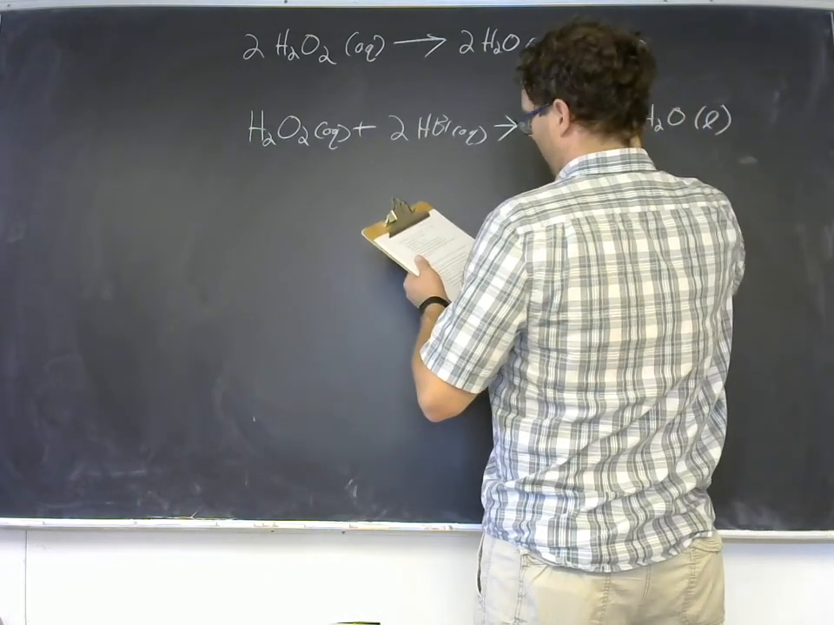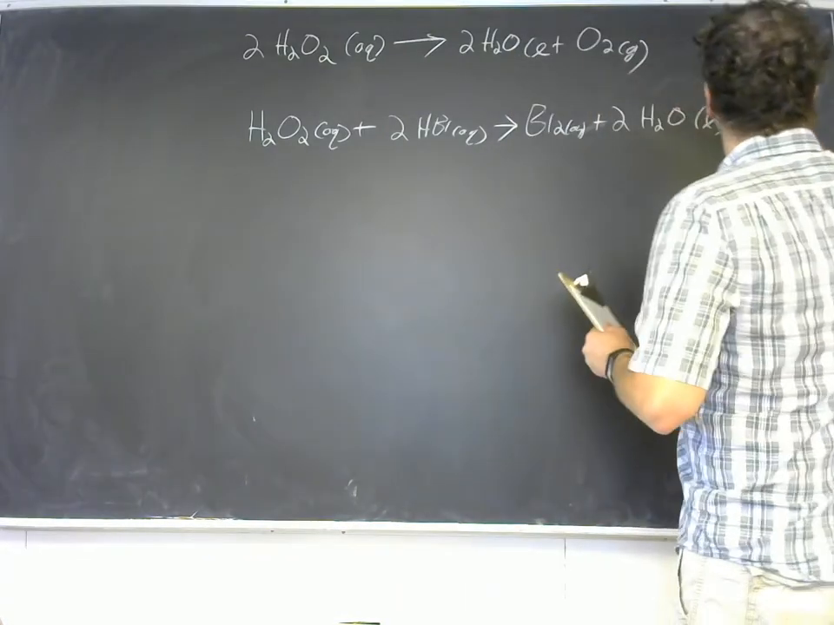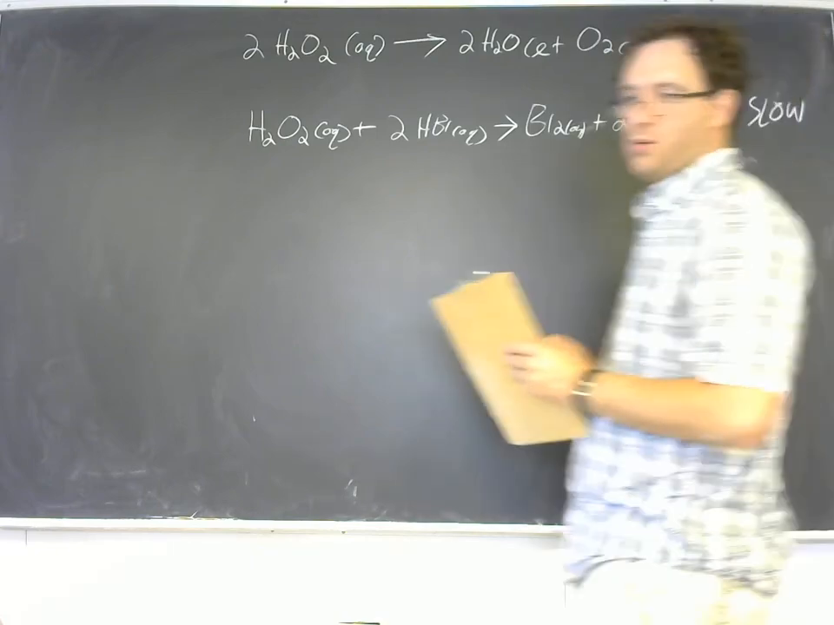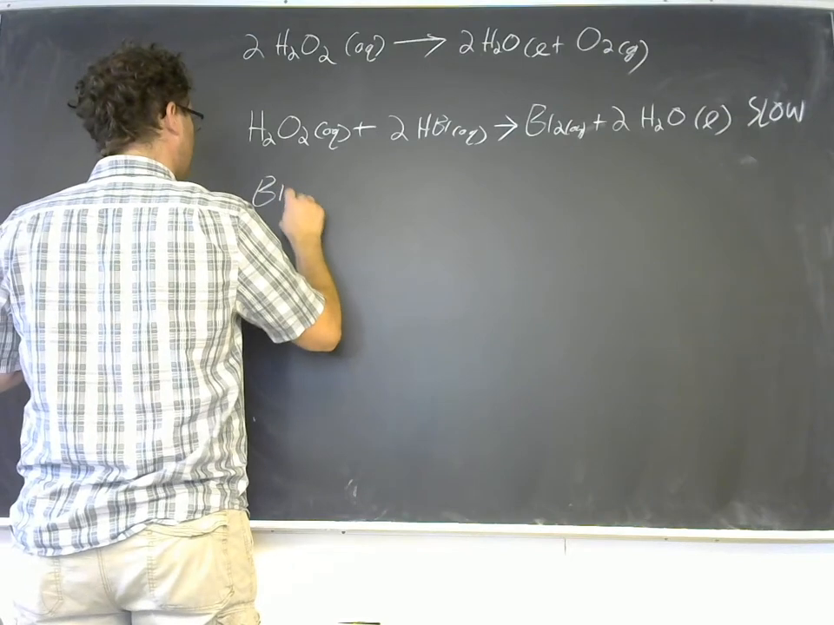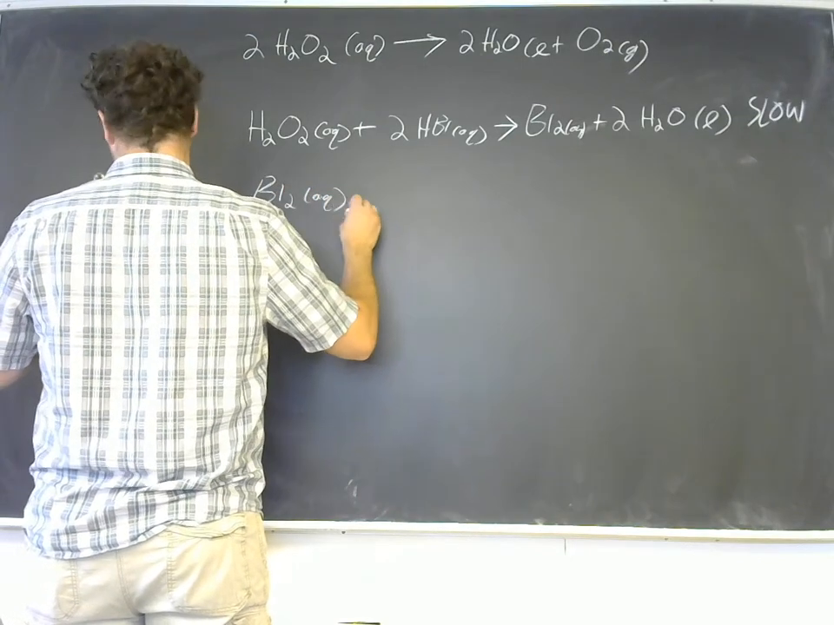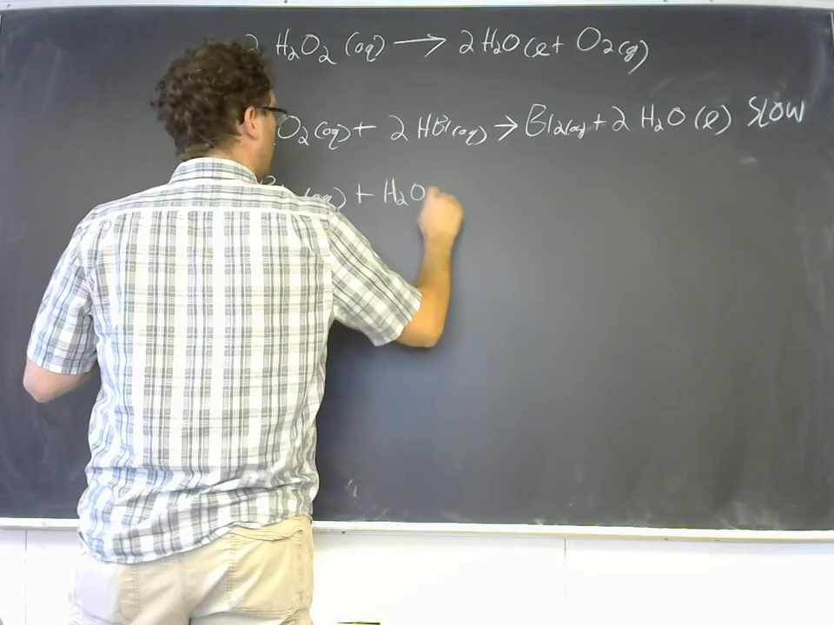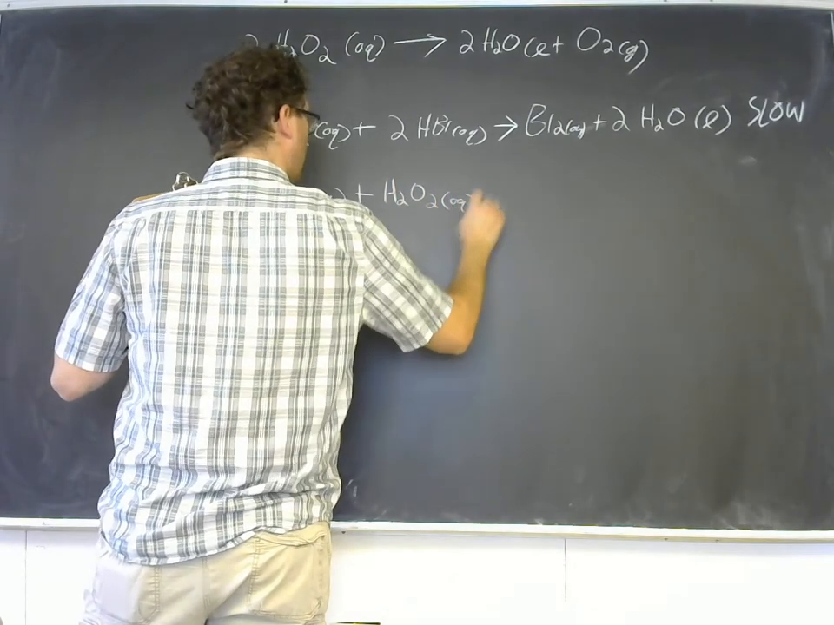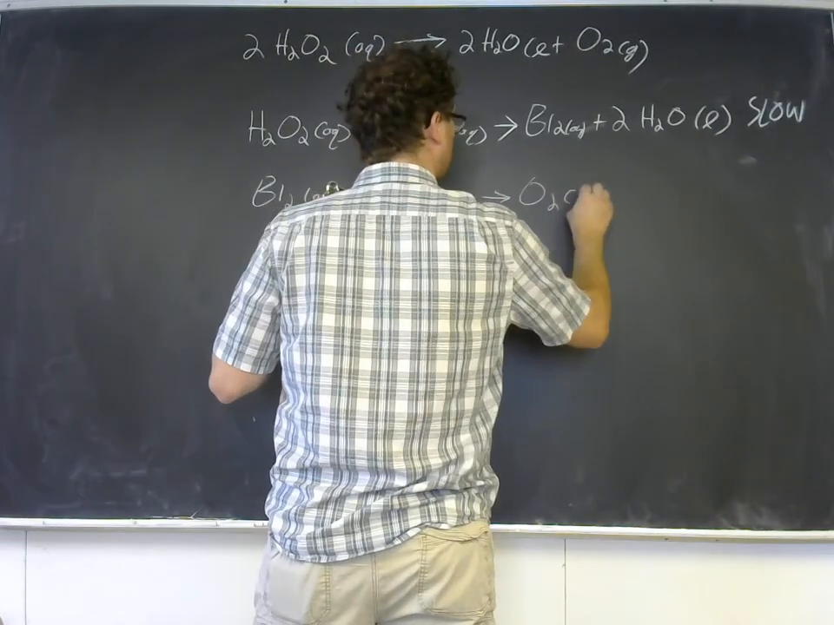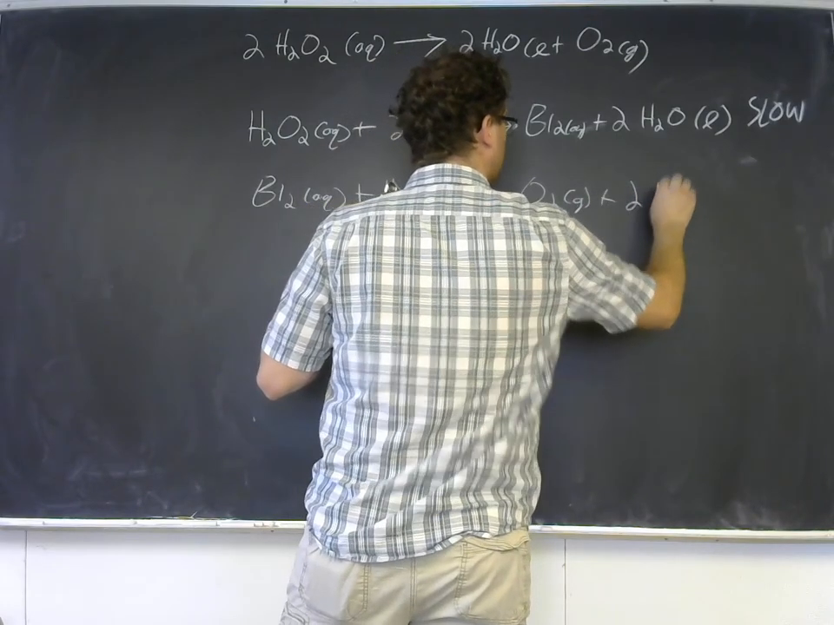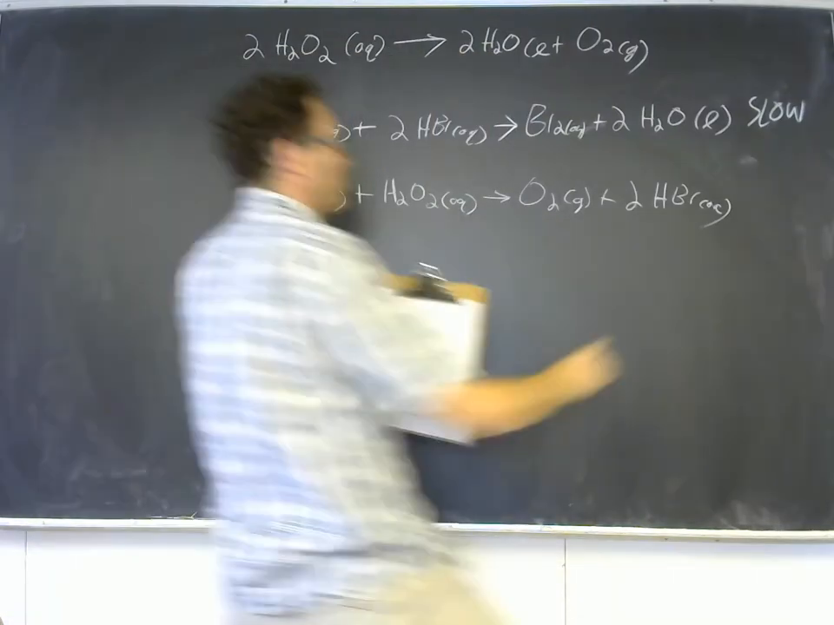And that Br2 is aqueous, not that it matters. So that's the first step, and that step is slow. And then the second step, the fast step, is Br2 aqueous plus H2O2 aqueous. That's going to generate the oxygen gas and 2HBr aqueous. And this one is fast.